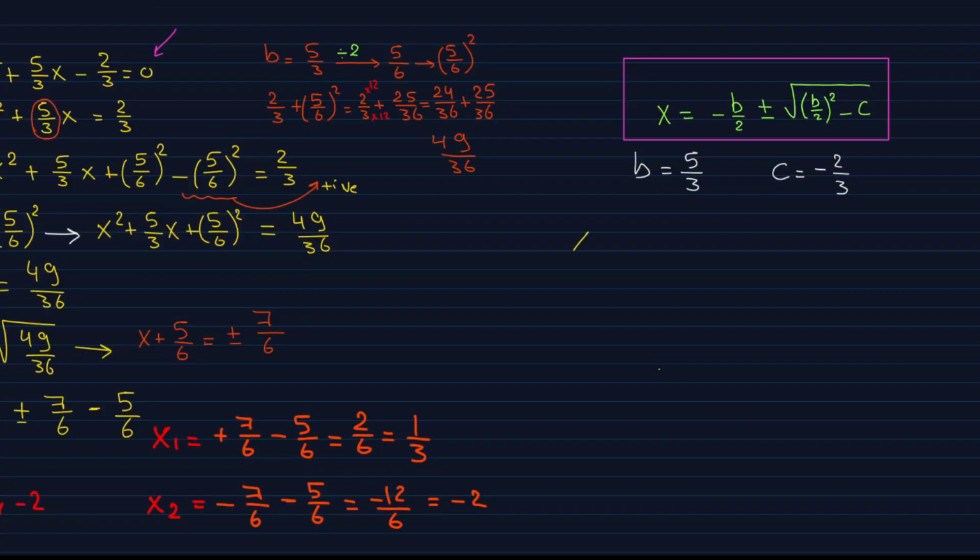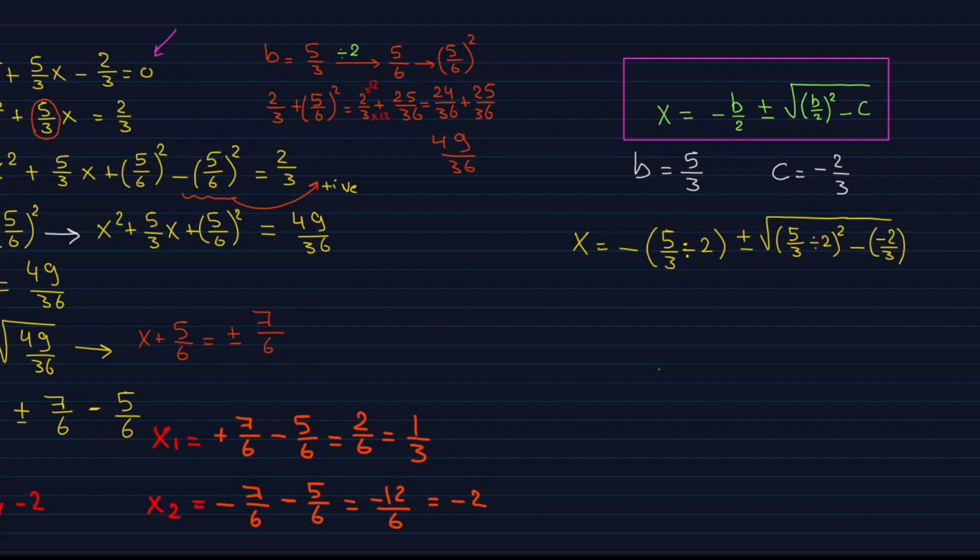So x will be equal to negative b over 2. b over here is 5 over 3. So negative 5 over 3 divided by 2, plus or minus the square root. Again, we're going to have 5 over 3 divided by 2, but all of this is squared, minus c, which is minus negative 2 over 3.